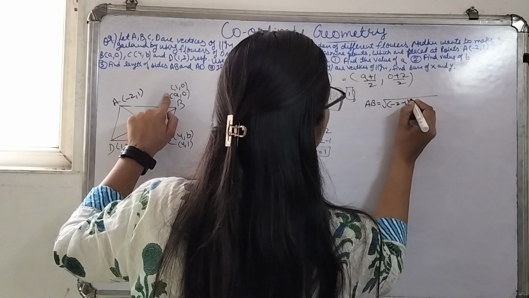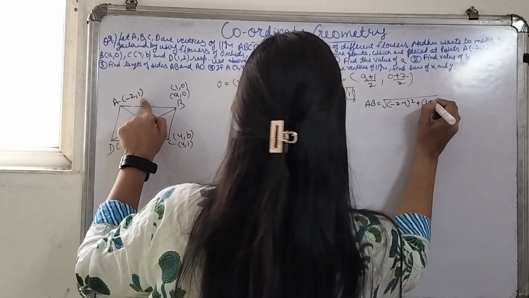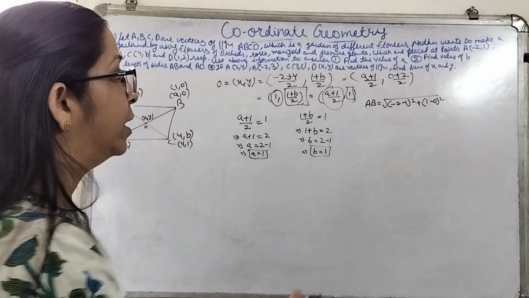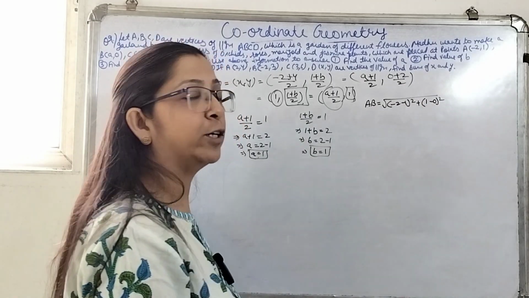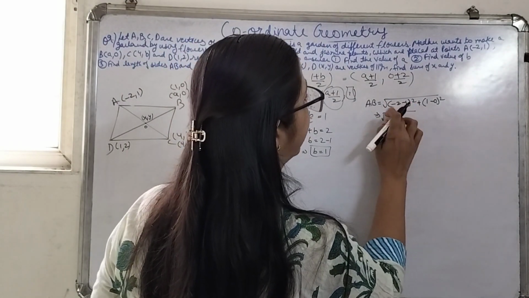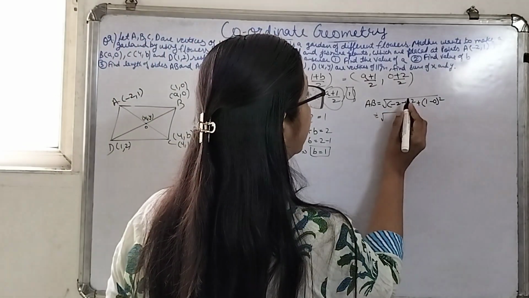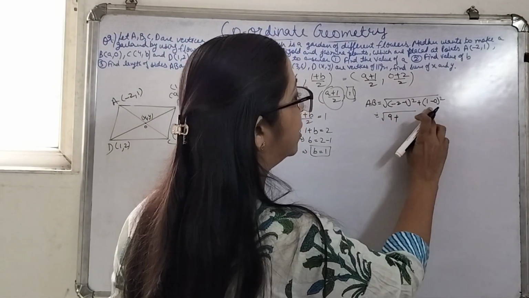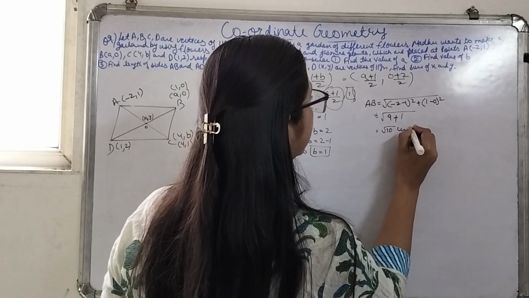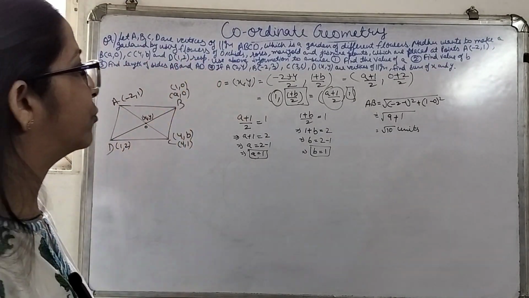(minus 2 minus 1) whole square plus (1 minus 0) whole square. This is the distance AB: (x2 minus x1) whole square plus (y2 minus y1) whole square. That will give us minus 2 minus 1, which becomes minus 3, and the square of minus 3 will be 9 only, plus 1 square will be 1, so root of 10 units is the distance of AB. Now we have to find the distance of AD.